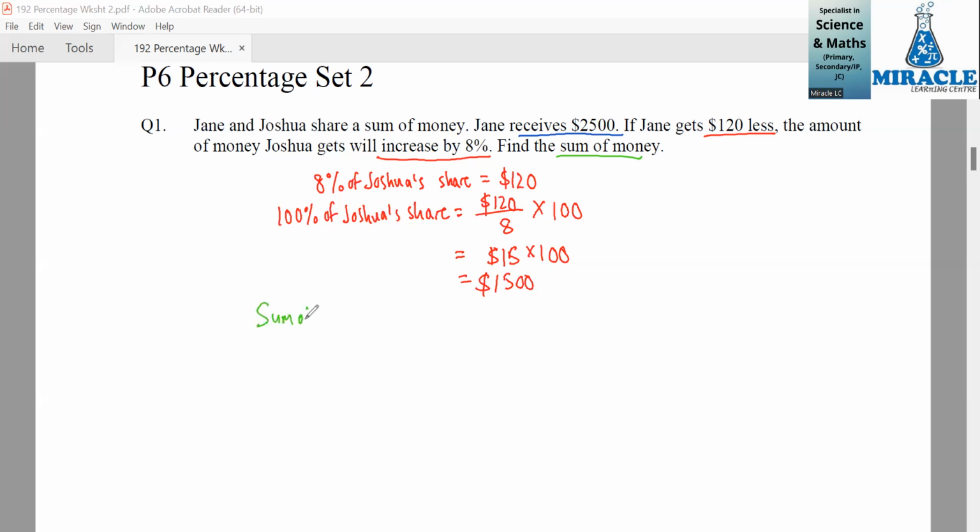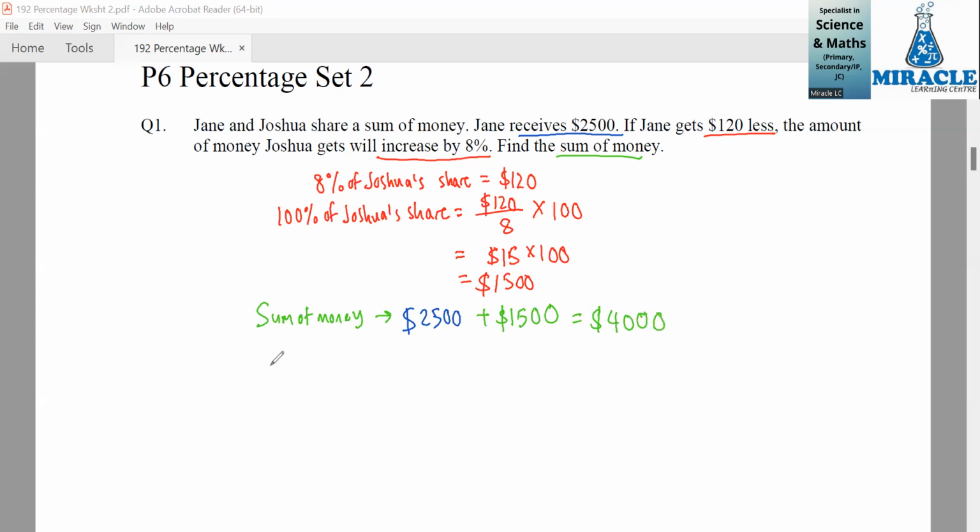So now we can find the sum of money. So the sum of money would be the amount Jane received, which is $2,500, plus the amount Joshua received, which is $1,500. And this would be equal to $4,000.